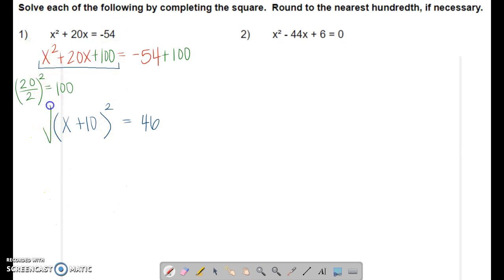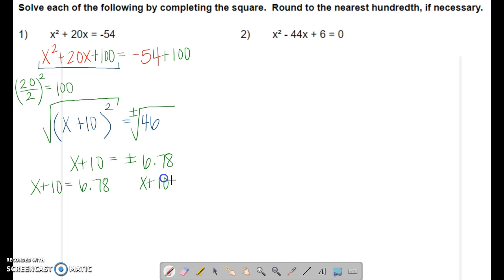So we can square root both sides since the squared quantity is isolated, and you need to remember to take the positive and negative square root. So we get x plus 10 equals positive or negative, we can just round it to the nearest hundredth, which is 6.78. And now we have two equations to solve. We need to figure out x plus 10 equals positive 6.78 and x plus 10 equals negative 6.78.